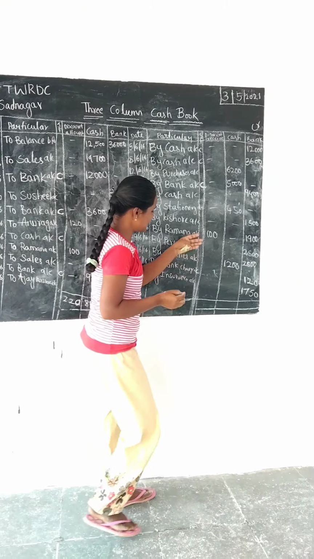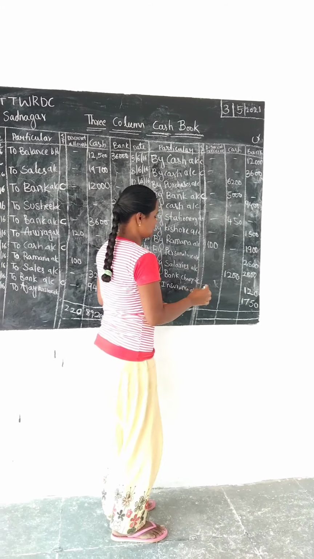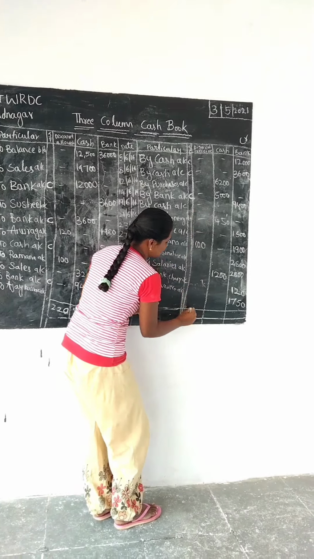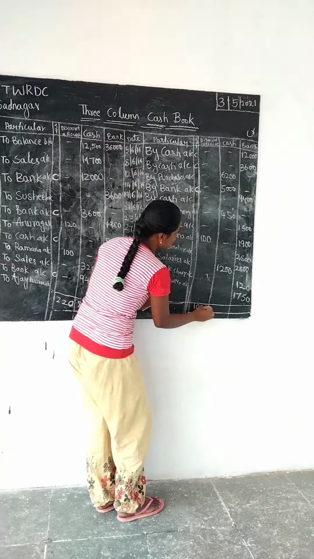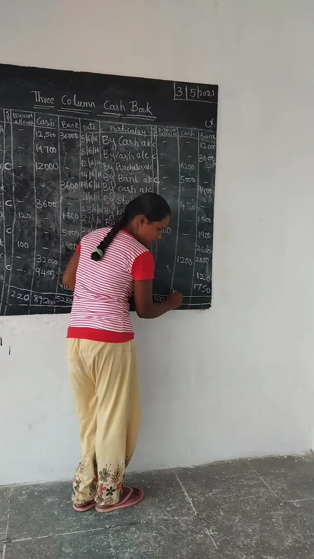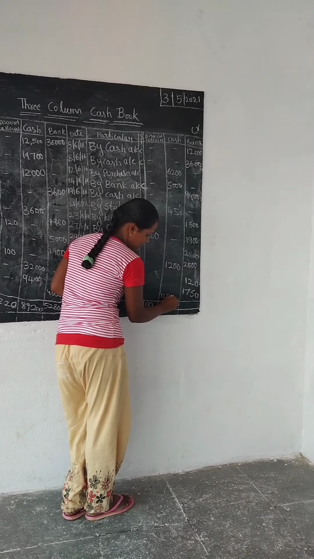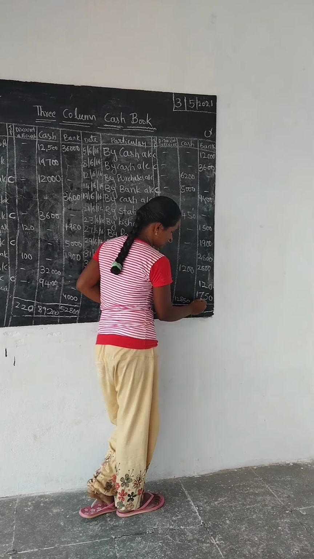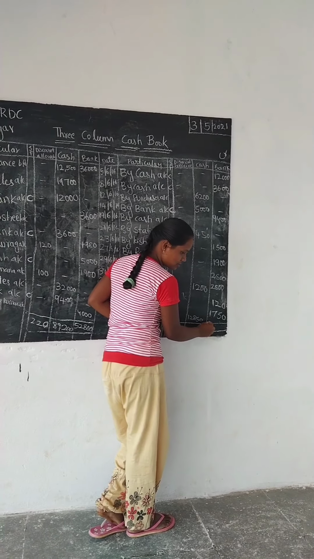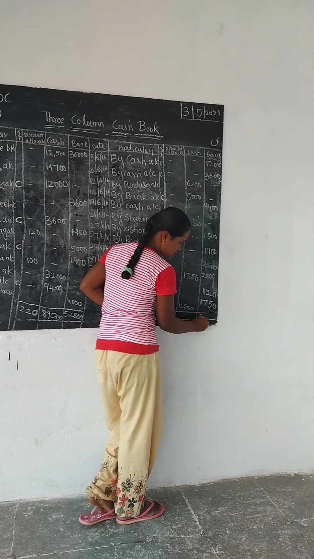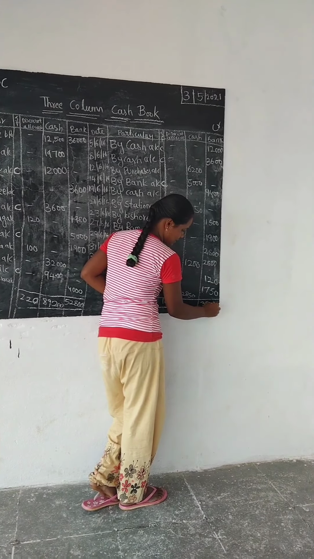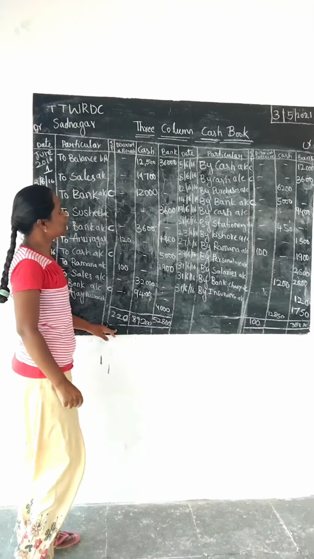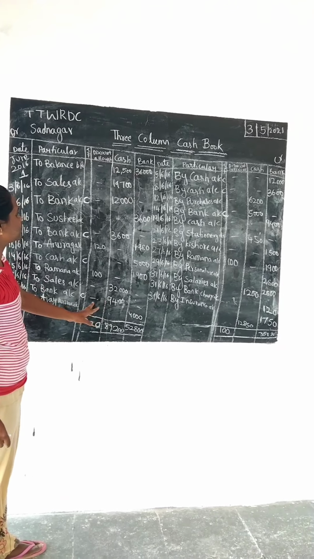And now we calculate the credit amount also. The discount is 100 only, and 12,880, and this bank is 3,570. Credit and debit we compare.